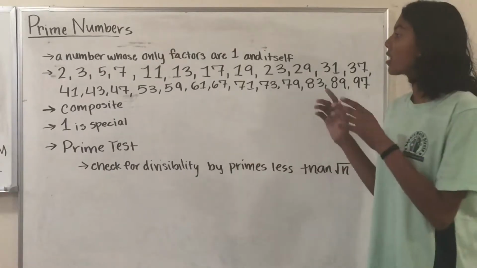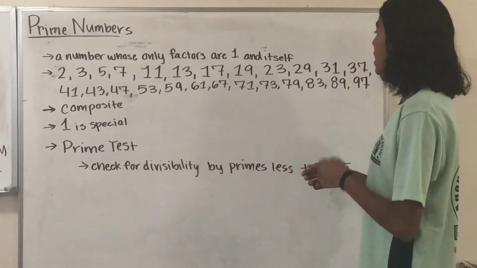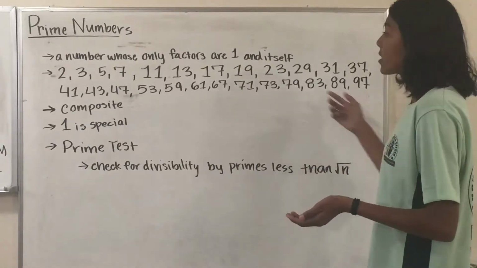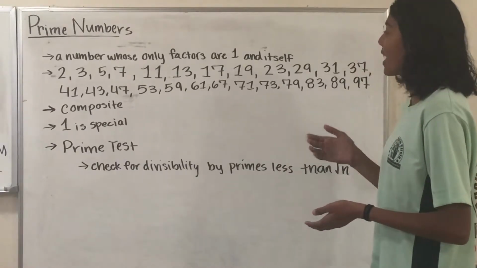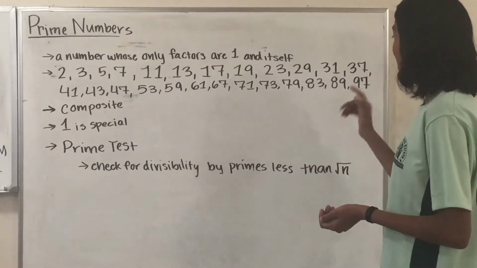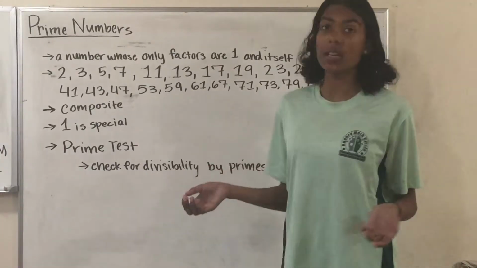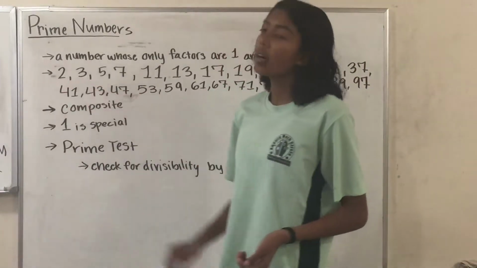So here they are: 2, 3, 5, 7, 11, 13, 17, 19, 23, 29, 31, 37, 41, 43, 47, 53, 59, 61, 67, 71, 73, 79, 83, 89, and 97. And something unique about these numbers is that there's only one even number, and that's 2.